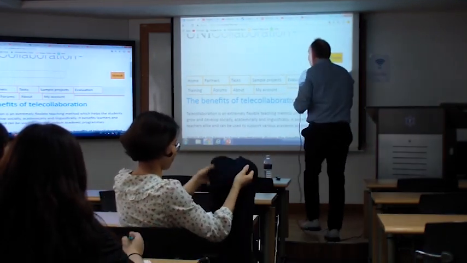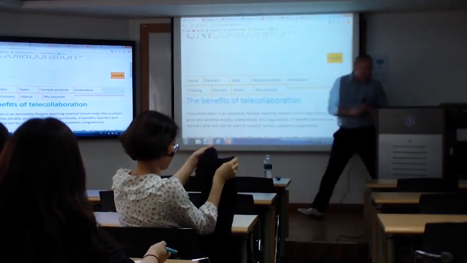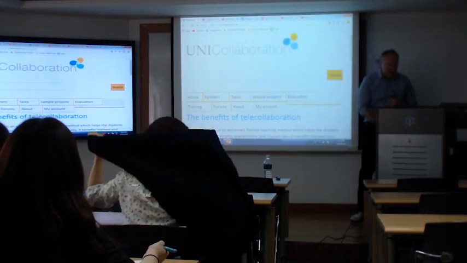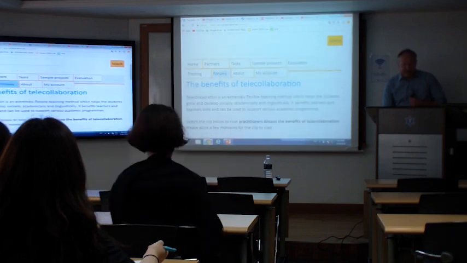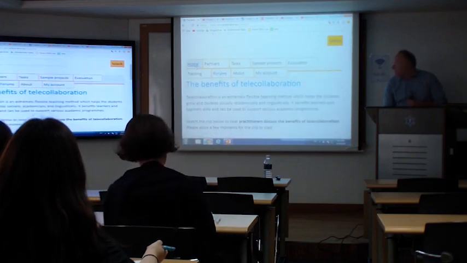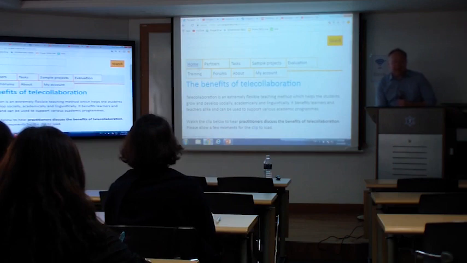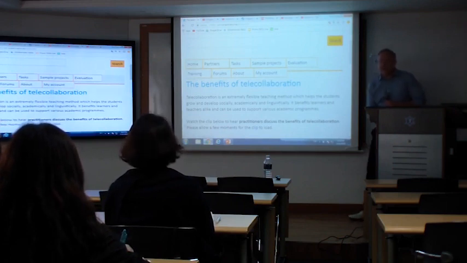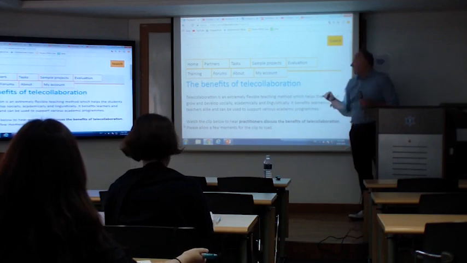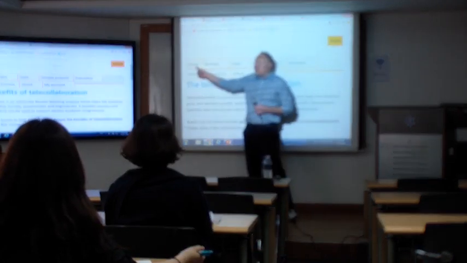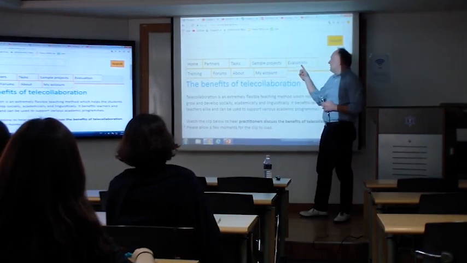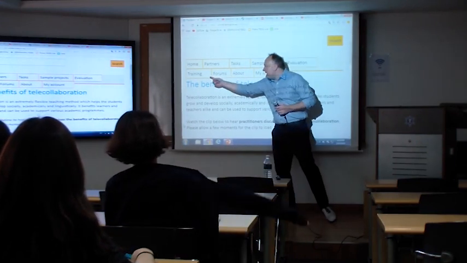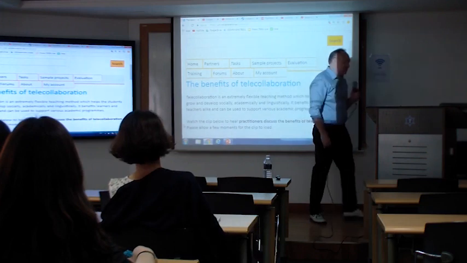So what we see up here on this website, this is called UniCollaboration, UN as in United Nations. We have some, can you see the tabs here? Can you see that in the back? Or do I need to make it bigger? Make it bigger? No, you're okay. So we have home, we have partners, we have tasks, projects, evaluation, training, forums, and so on. Let me show you something.